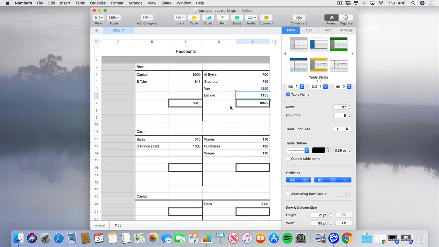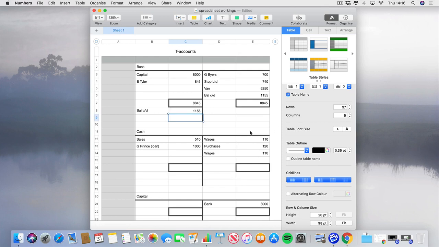So what we would normally do then is bring the balance down. I'm going to say balance brought down, which is that figure there. We're carrying that balance down, so we're bringing it down. It's 1,155. Okay, there we go, 1,155.